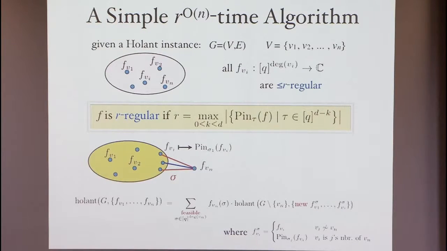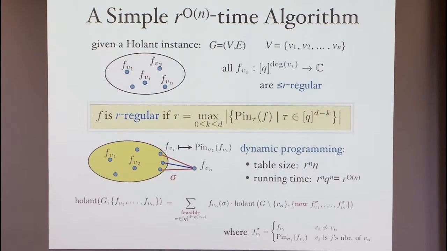This immediately gives us dynamic programming, because we can memoize all the Holant instances with a dynamic programming table of this size, and it gives us this running time. So it's very simple.